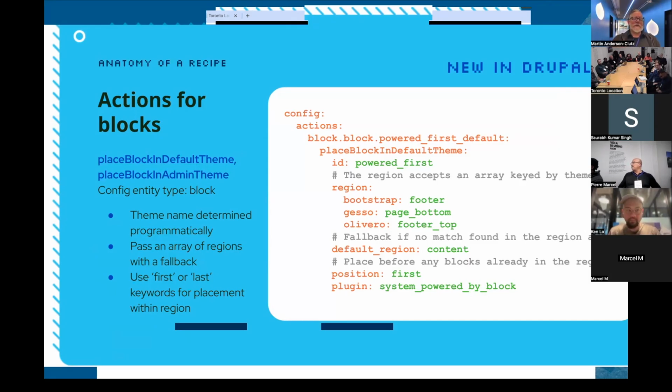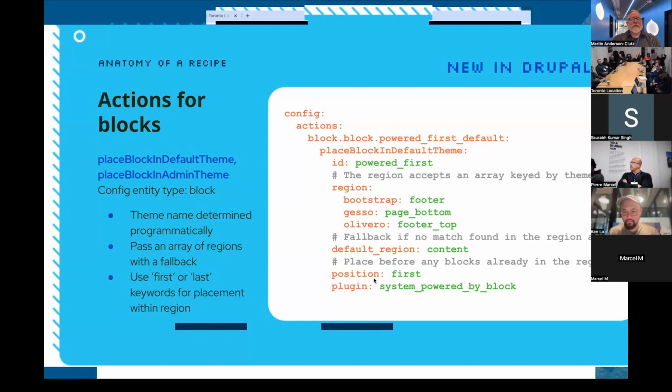Whereas now you can do things like, say, place a block in the default theme. Instead of having to explicitly know what region it should go into, you can provide an array to say, if it's this theme, put it in that region. And then you can also provide a fallback. So you're probably going to want to pick something that's fairly universal. So you can say, if we can't find one that's more specialized where we know we want it to go, then maybe just put it in the content region or something, so that the site builder at least sees something and then they can move it if they want.